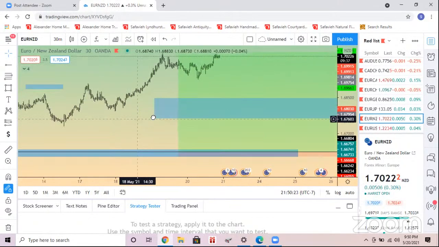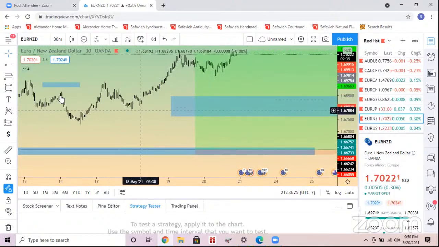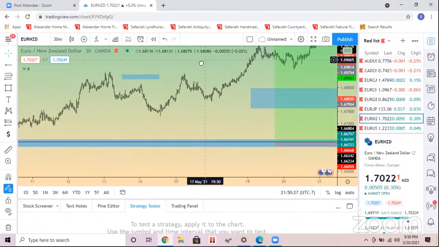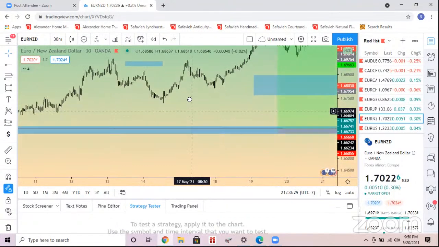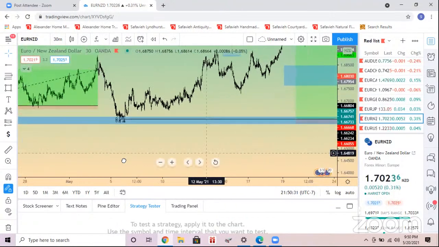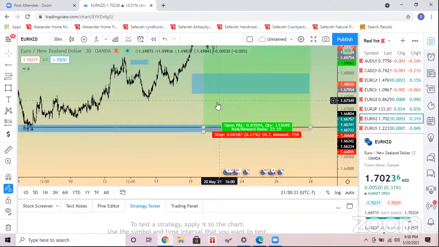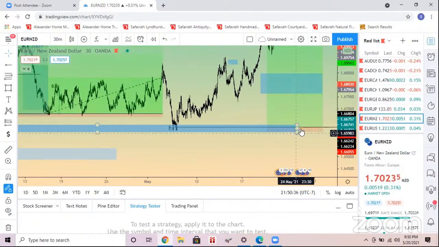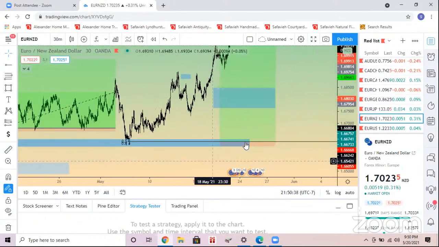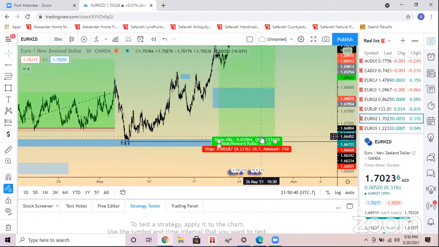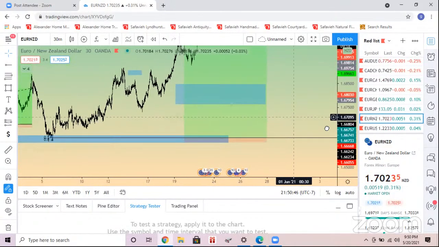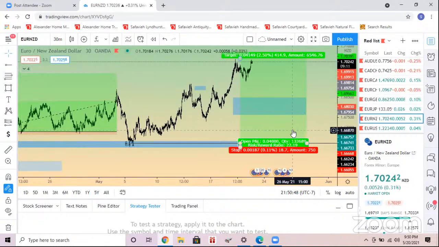So I'm looking for maybe a schematic anywhere in this reaccumulation here, or a schematic down here. If you want to set this limit, you could, but just make sure you're risk managing. It is an 18 pip stop, so you won't get the best lot size, but as you wish.